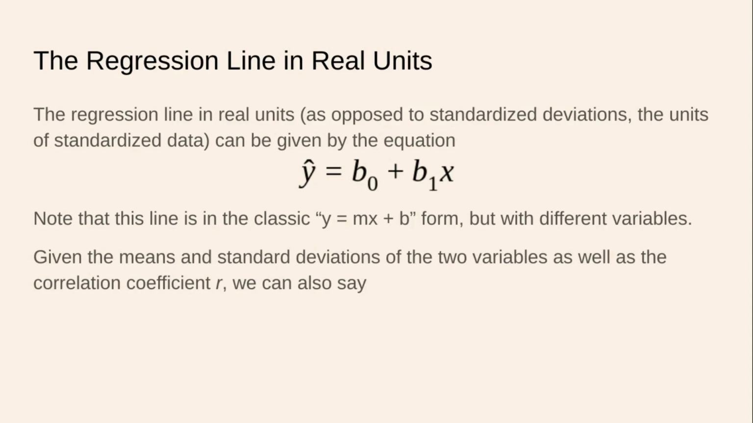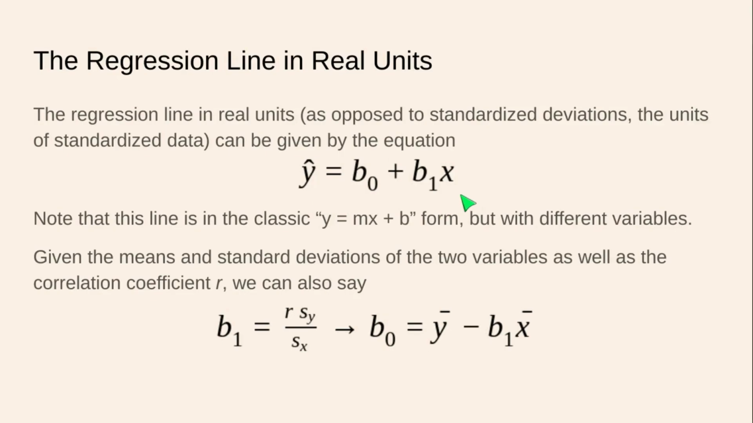Given the means and standard deviations of the two variables, as well as the correlation coefficient R, we can also say that B1 is equal to R, the correlation coefficient, times the standard deviation of our Y variable divided by the standard deviation of our X variable. And then we take this B1 after evaluating, and then we substitute it into here to find B sub 0. And those are the ingredients we need to form our regression line with real units.